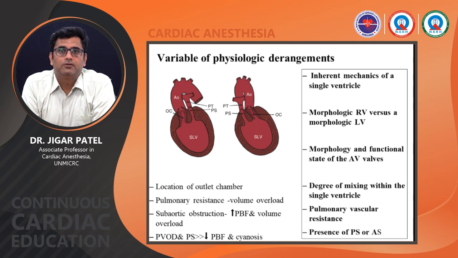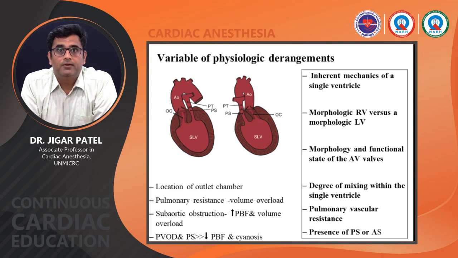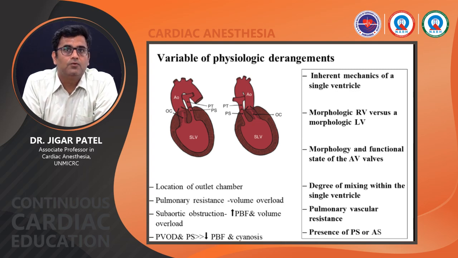The fourth factor, or I would say the fifth factor, is pulmonary vascular resistance. If pulmonary vascular resistance is high, then it will decrease pulmonary blood flow. But if naturally the pulmonary vascular resistance is very low, it will cause volume overload to the single ventricle.